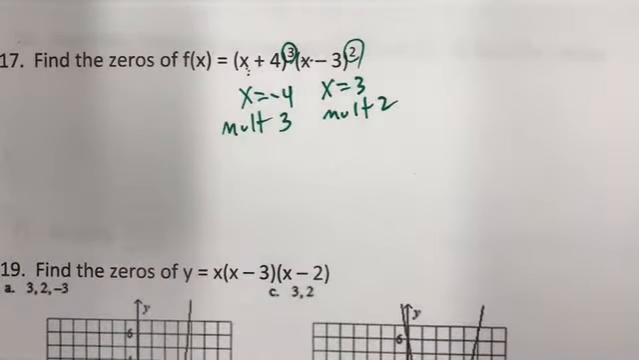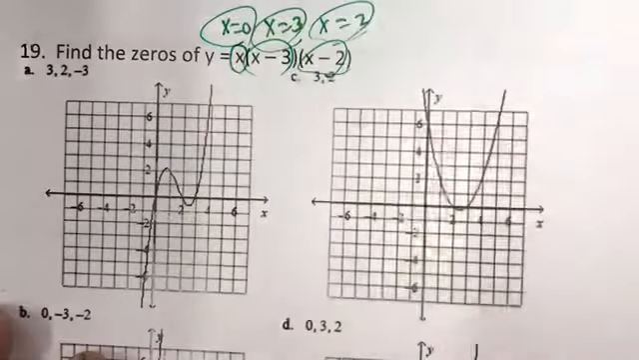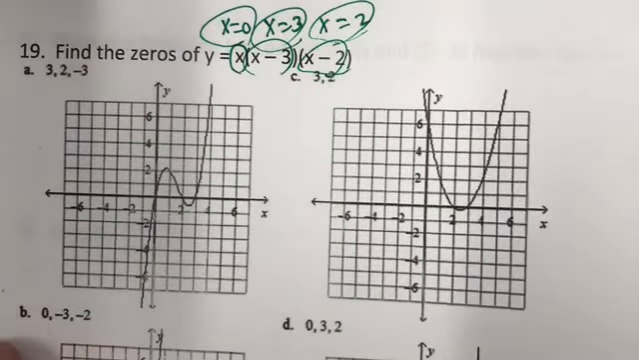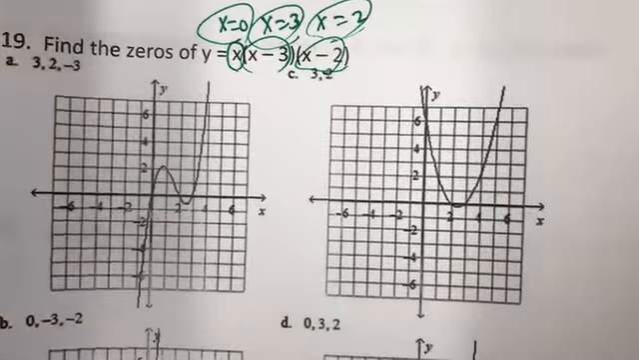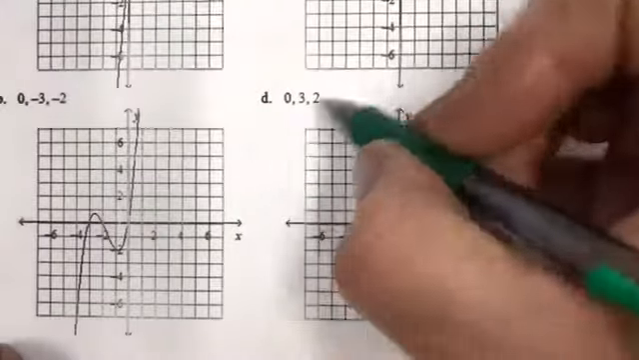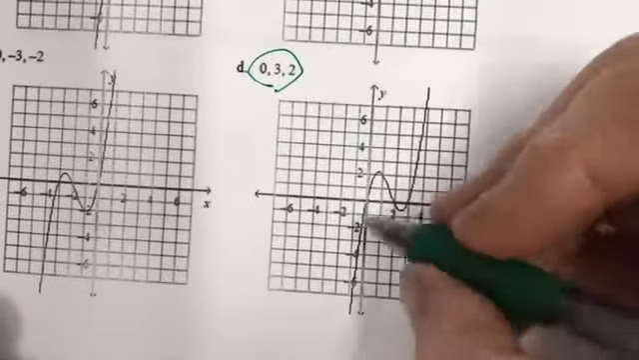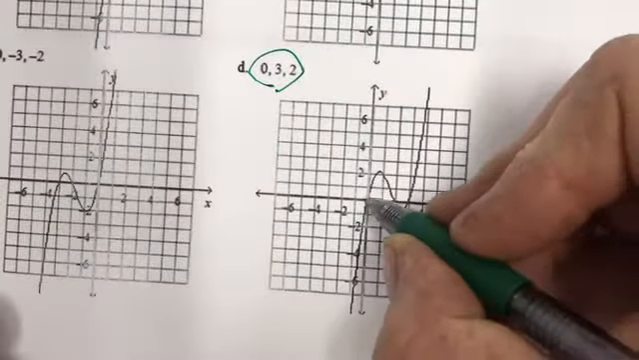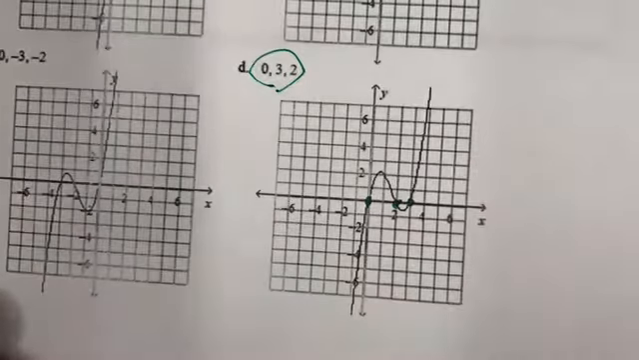Here's some in graphing. Find the zeros of this. All right, here, x equals 0 is 0. Right here, we just did this. This would be x equals positive 3. And right here on this one, x equals positive 2. So here are my zeros, 0, 3, and 2. And look here, I've only got one that says those. Right here, 0, 3, and 2. If you look at the graph, here's 0, here's 3, and here's 2. So see how it crosses the axis at those 3 points? There's my zeros.